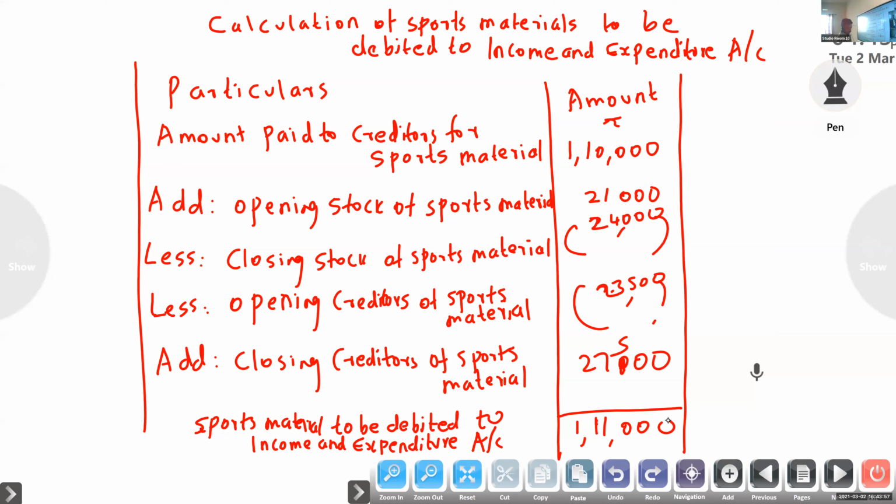So next one more question we'll do. Calculate the amount of medicine consumed during the year 31st March 2019. So opening stock of medicine is given, closing stock of medicine is given, amount paid for medicine is given, opening creditors, closing creditors, it is given. Same as the last one.